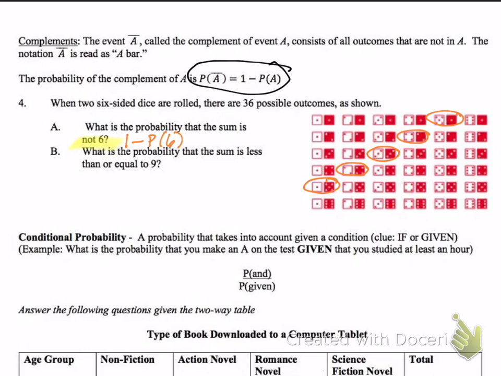So the probability of it adding to 6 would be 5 out of 36. And why is it only 5 and not 6? Because you can't have a number plus 6 equals 6. That's right. Also, the 3 and the 3 only count one time because the order wouldn't matter there. So I would do 1 minus 5 out of 36, which gets me 31 out of 36.